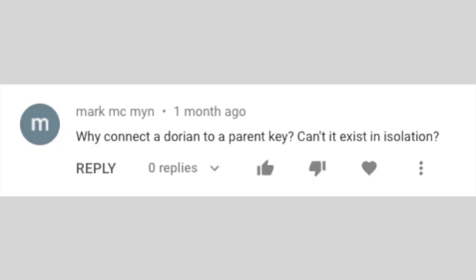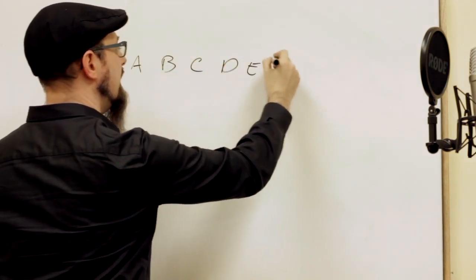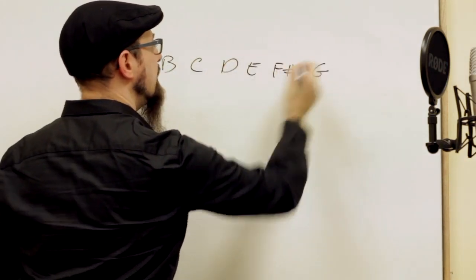Why connect Dorian to a parent key? Can't it exist in isolation? Actually, Dorian does exist in isolation. You see, let's say we have A Dorian, okay? A Dorian is A, B, C, D, E, F sharp, G.